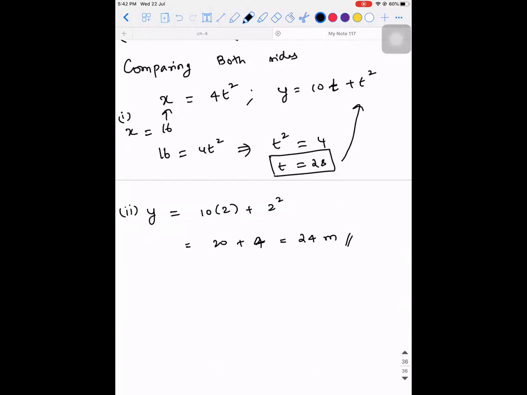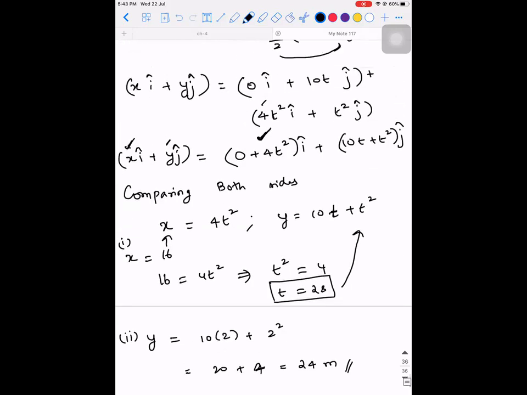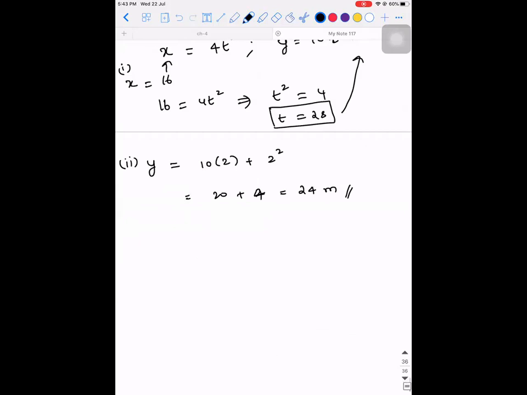So is this clear? When the x value is 16, the time is 2 seconds. At that time, the corresponding value of y is 24 meter. Is that clear? Yes, sir. Okay.